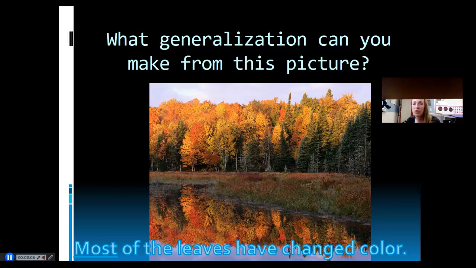All right, what did you write? So maybe you would write, many leaves have changed colors. Notice that I have used the word many. Maybe you would say, all pine trees stay green. That would be correct. Maybe you would say, some of the leaves have changed color. All of those would be generalizations. Make sure that you have written down your generalization because, again, you will type it into the computer.